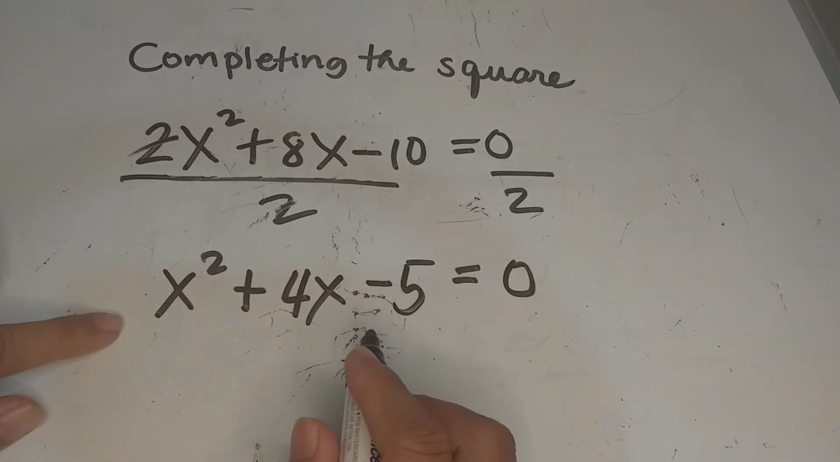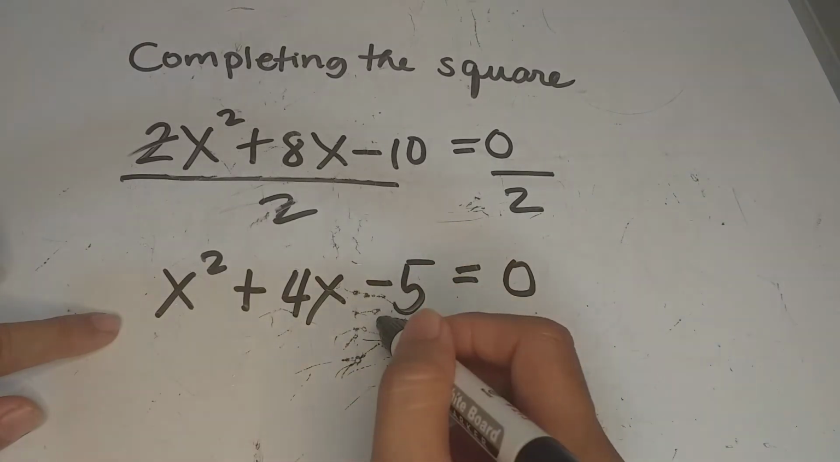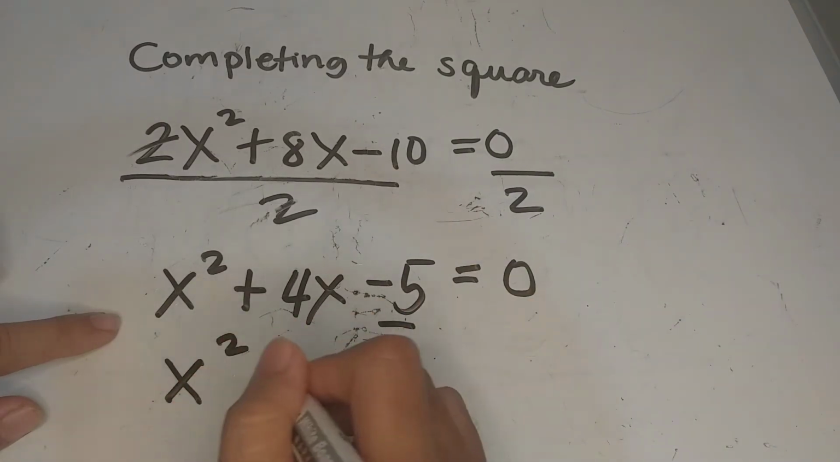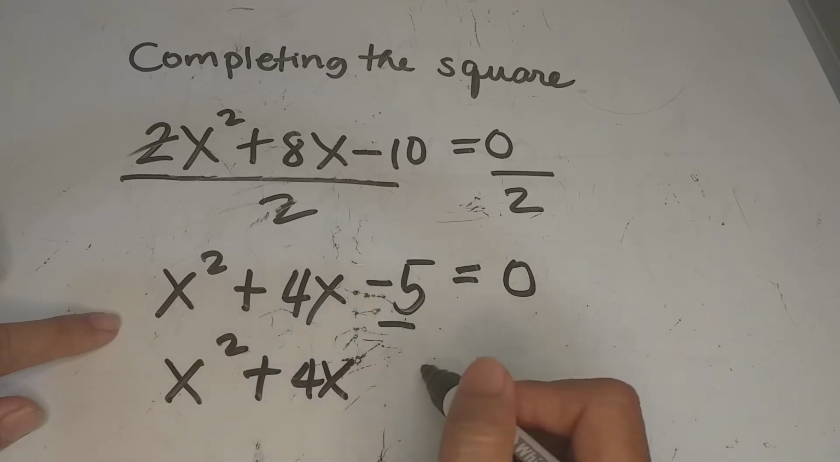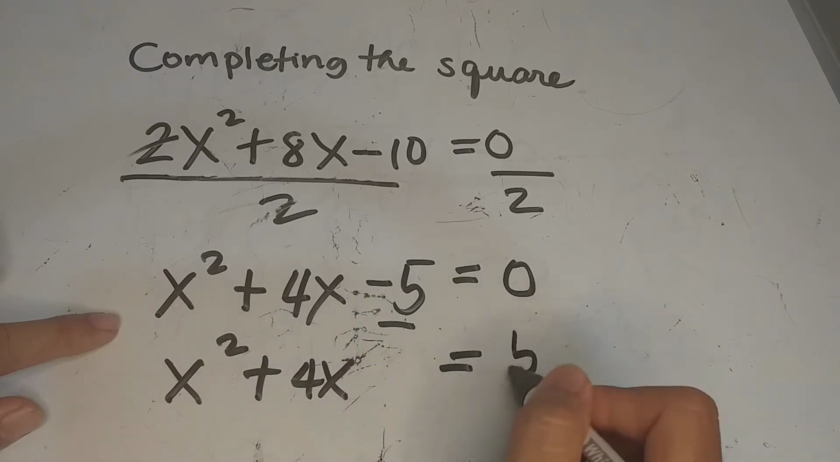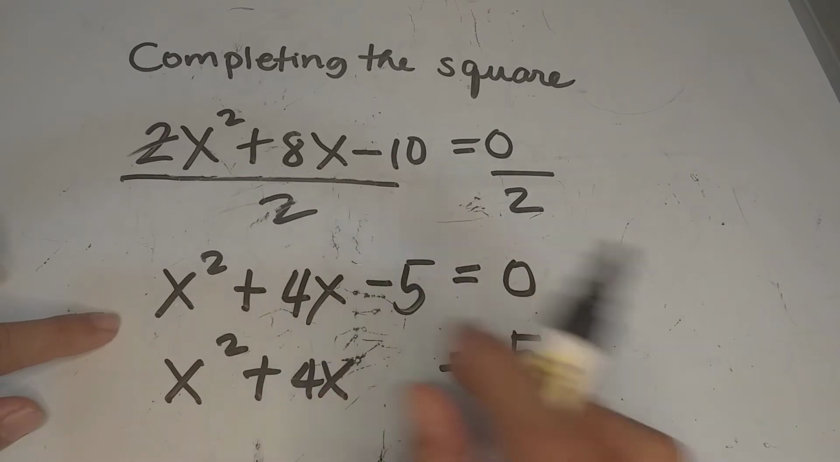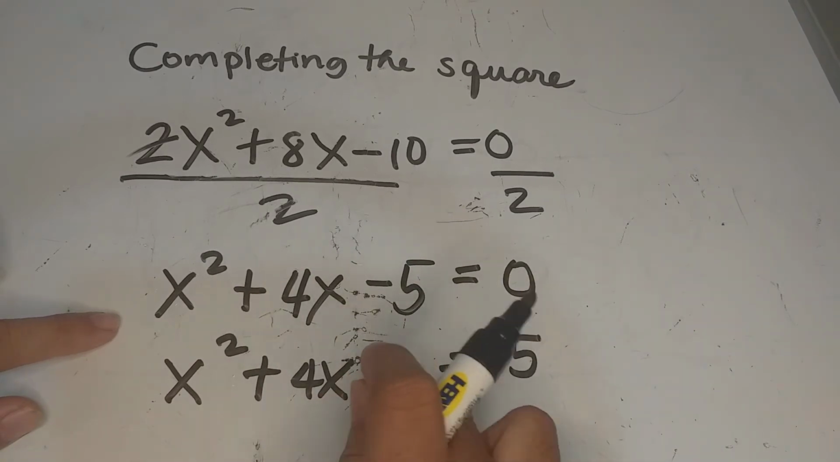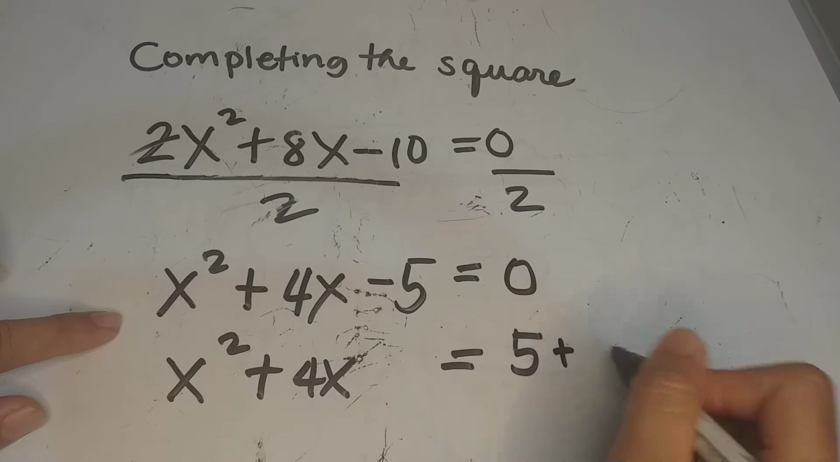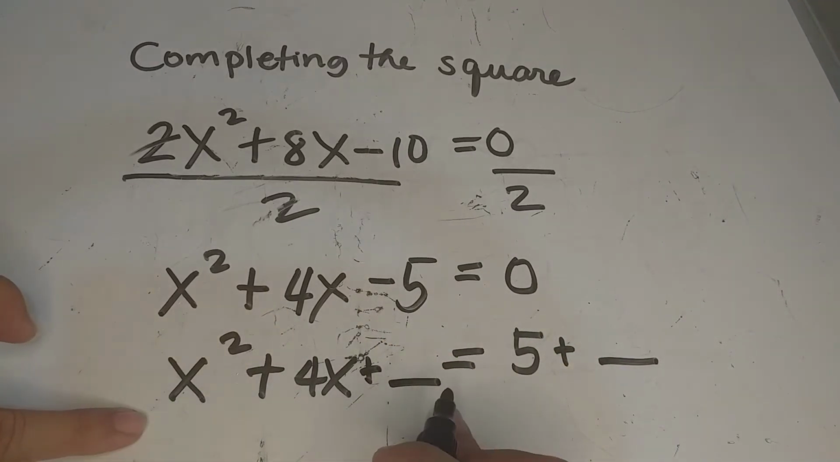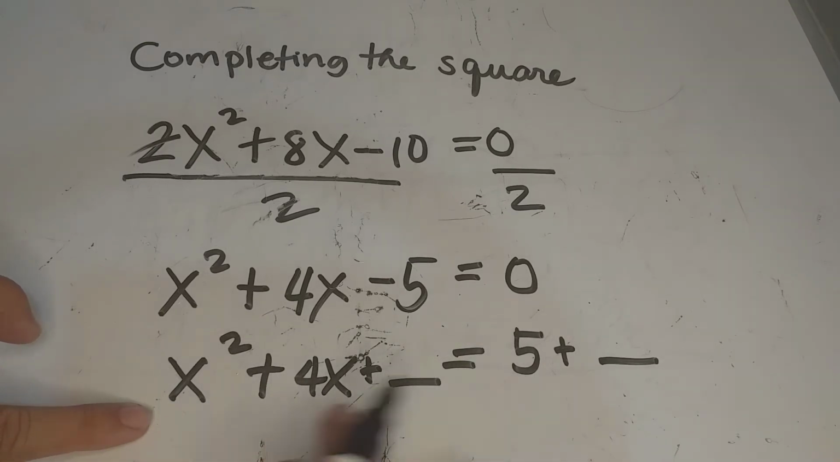Ang gagawin natin, transpose natin yung negative 5 dun sa right side. Matitira yung x squared plus 4x is equal to positive 5, kasi naglipat tayo, na-change yung sign niya. Naglagay ako ng bakante dito kasi maglalagay tayo dyan ng term para maging third term to, para maging perfect square trinomial.